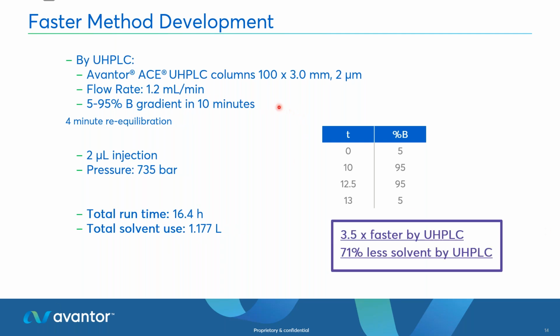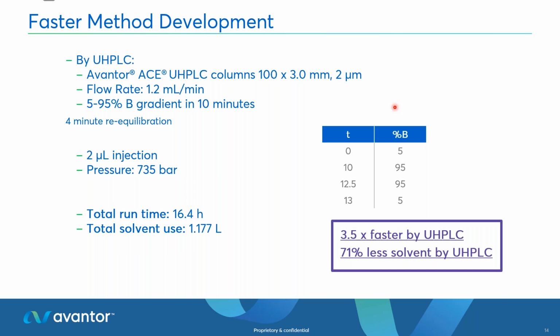If you move it to our favorite column, the 10 centimeter, 3 mil ID, 2 micron, because you've scaled that method, you can get all those runs done more quickly. I can do this now in 16 hours. Therefore, I can set it up before I go home, come in the next day and have the chromatograms ready. So it's much quicker running on a smaller particle size versus that standard 5 micron. You also use less solvent.